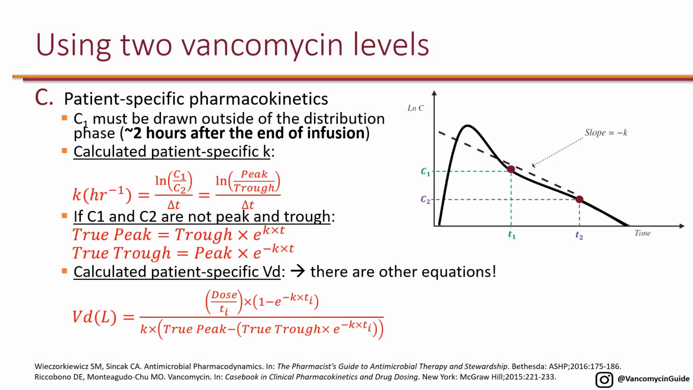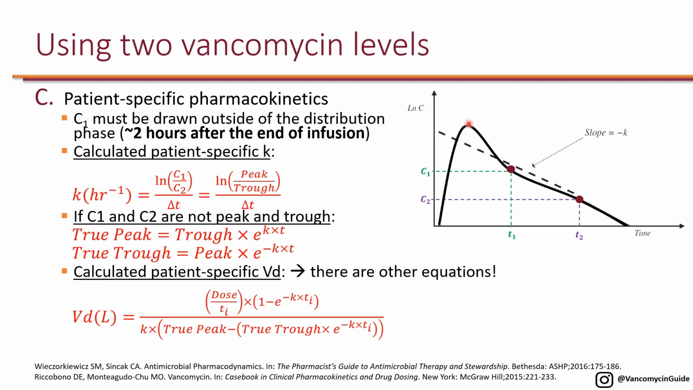Now let's take a look at patient-specific pharmacokinetics. This is when we actually get two levels in the patient in order to precisely calculate the slope of the line, which is the negative K, the K constant. For this we need two levels. The first level is C1, and we have to make sure that C1 is drawn at least 2 hours after the end of the infusion.